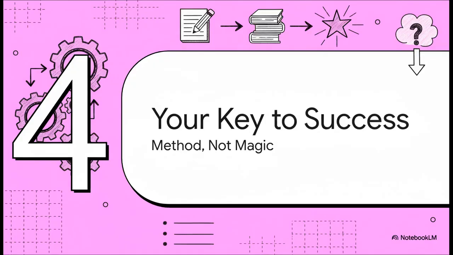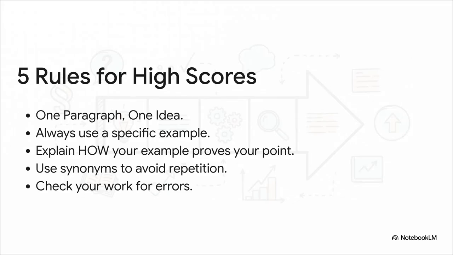So what this all proves is that writing a fantastic paragraph isn't some kind of magic trick. It's a method. It's a system. So let's boil everything we've talked about down into a few simple rules that you can take away and start using right now. Here they are, the 5 golden rules. Number 1, one paragraph, one idea. Keep it focused. Number 2, always use a specific example. Make your argument real. 3, explain the connection.